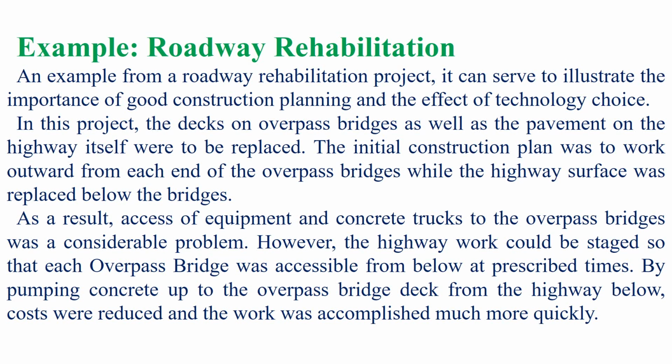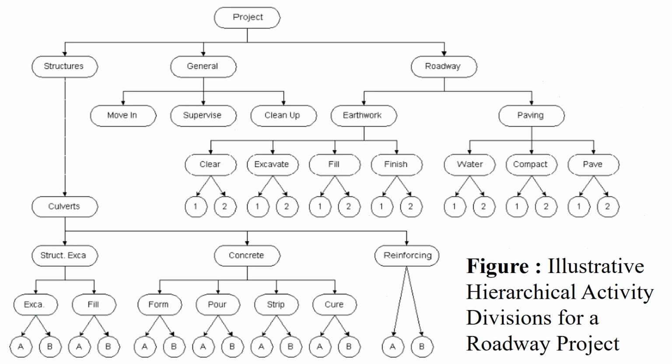So by pumping the concrete up to the overpass bridge deck from the highway below, costs were reduced and work was accomplished so much more quickly. So that is the best example of saving time and economy. As we know, the decks on the overpass bridge as well as the pavement on the way were to be replaced. So pumping of the concrete is one of the best methods, and it was implemented and results in saving of cost and time.